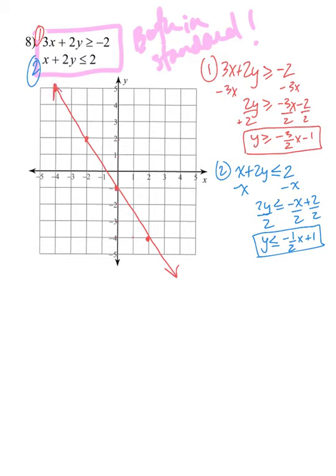Number 2 starts at positive 1. It goes down 1 half. Down 1, forward 2. Down 1, forward 2. And then same thing, up and back. I don't really, again, care about that point of intersection, but it's there if you need it. All right, and then this is also a solid line because it can be equal to that value.